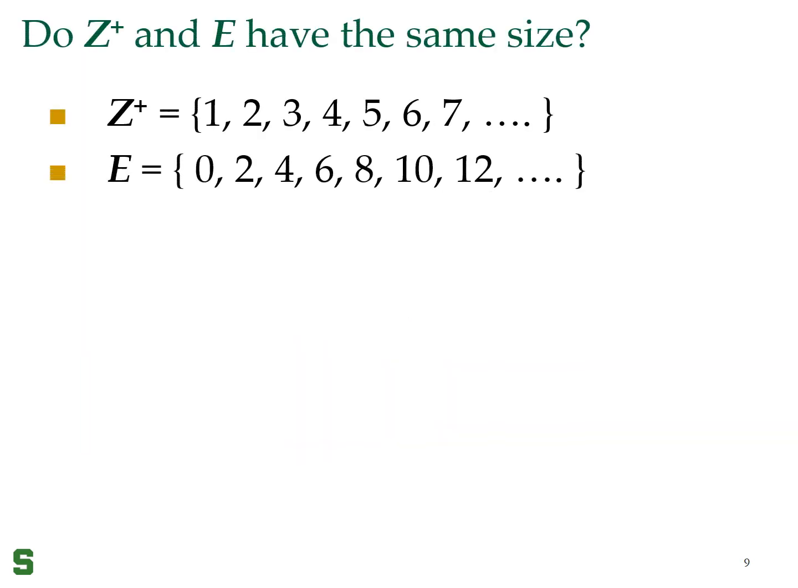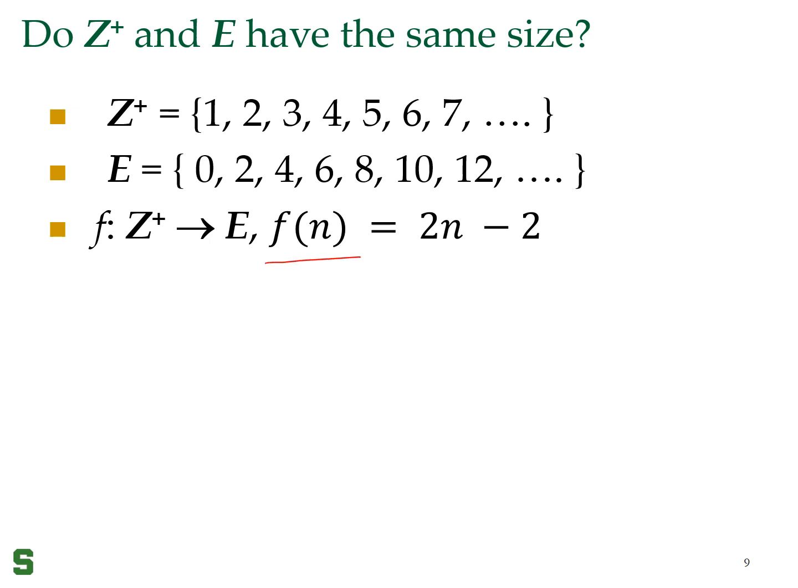We can do the same thing for a mapping from Z plus to the set of even numbers. In this case, we will define the function f of n to be 2n minus 2. So that will map 1 to 0, 2 will be mapped to 2, 3 will be mapped to 4, and so on and so forth.